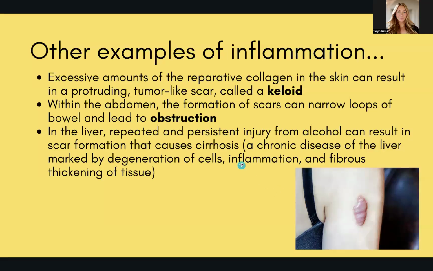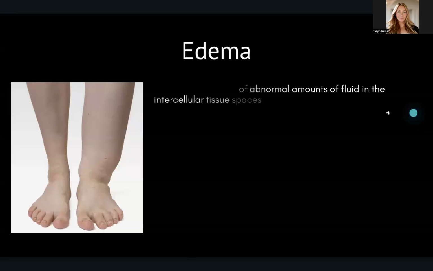All right. Other examples of inflammation, you may see a term such as keloid. That's excessive amounts of reparative collagen. Within the abdomen, formation of scars can narrow loops of bowel and lead to obstruction. In the liver, repeated and persistent injury from alcohol can result in inflammation, even a chronic disease of the liver, things like that. So we might hear about inflammation in different ways.